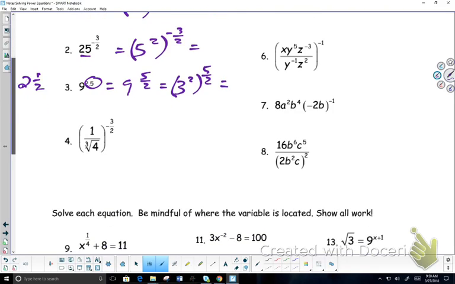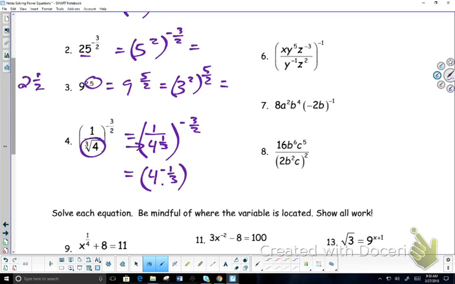And then this is the last one I'm going to do with you, just to make sure we're doing okay on these. Remember, this is a radical. If I want to turn it into an exponent, it'll be to the 1/3. So I have 1 over 4 to the 1/3, and this is all being raised to the negative 3/2, okay? To get this off the bottom, I could make the exponent negative. These two things equal each other.